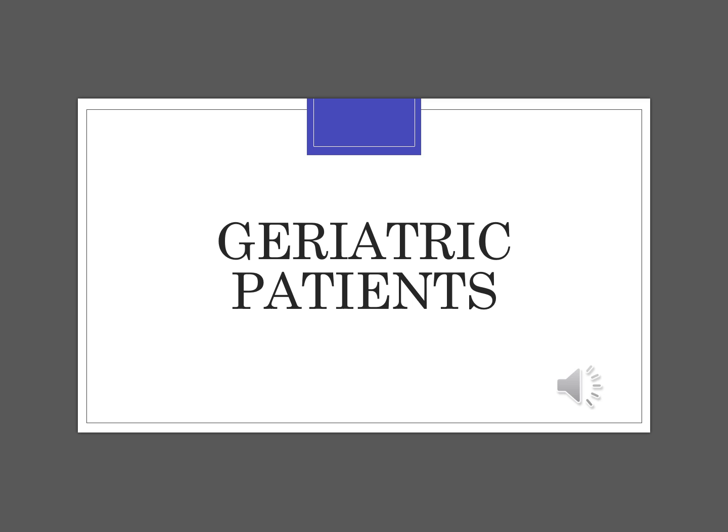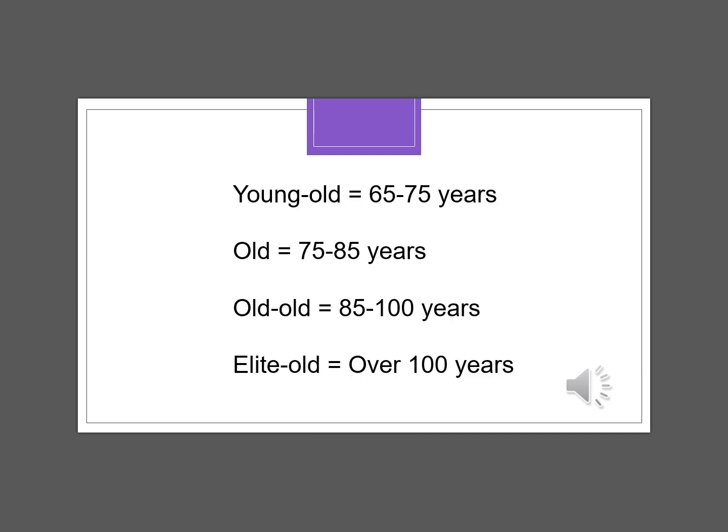Now that we've discussed pediatric patients, we are going to move forward and discuss the geriatric population. Geriatric patients start at age 65 up to 100 years old or over. The age range from 65 to 75 years old is considered the young old age range. Old is 75 to 85. Old old is 85 to 100 years old, and elite old is over 100 years old.